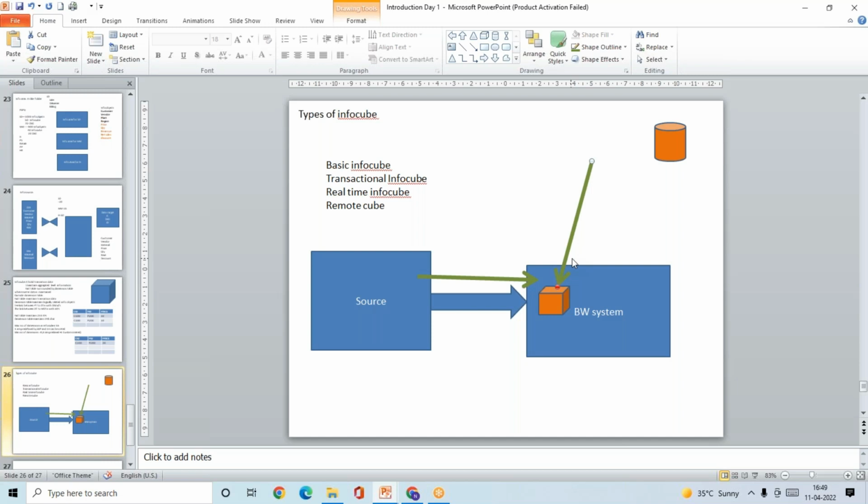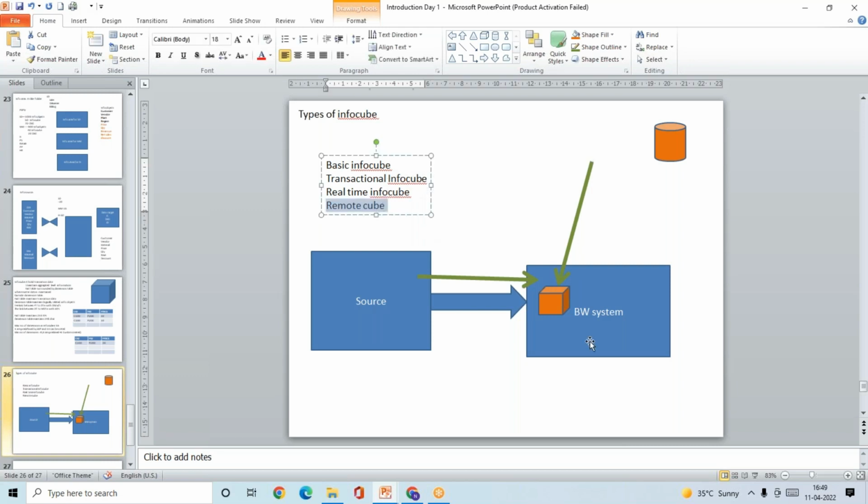Only a small amount of data is suggestible for the real-time InfoCube. Okay, so that is the limitation. The advantage is you will get current and up-to-date information. So that is about your remote cube. Remote cube is nothing but a structure created within the BW system. Whenever we execute a report on this InfoCube, at that point of time, the data is extracted from the source system. Okay, guys, clear?